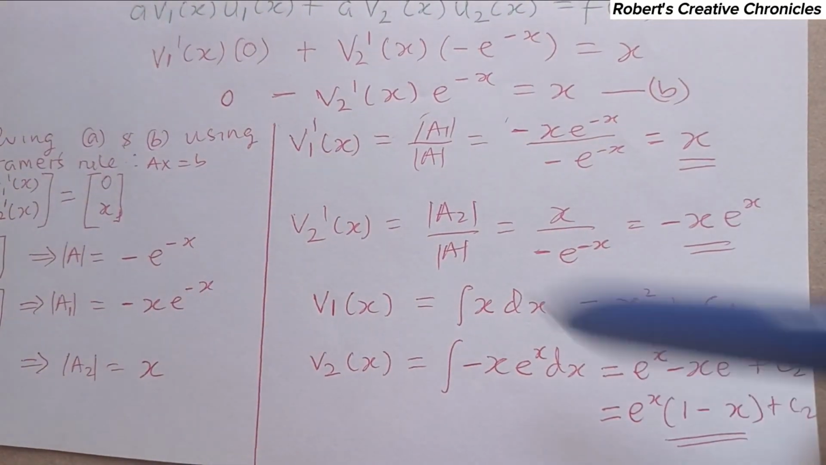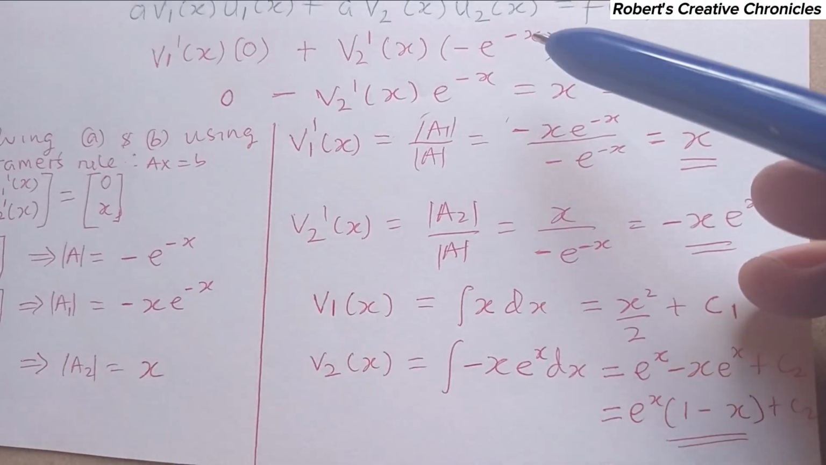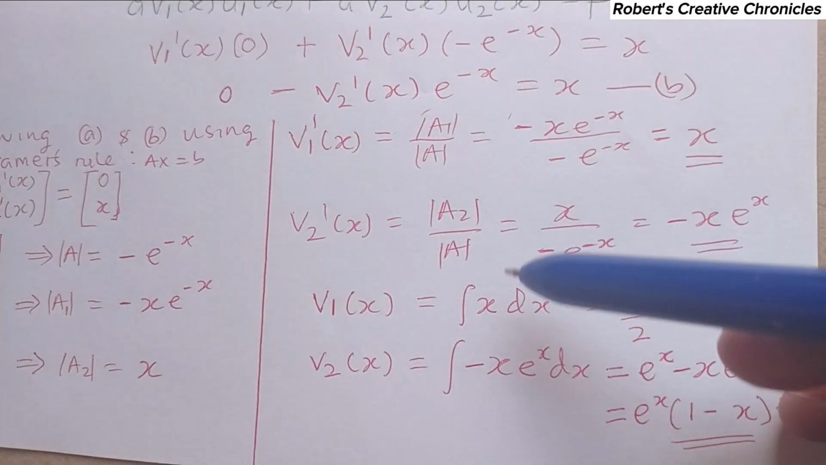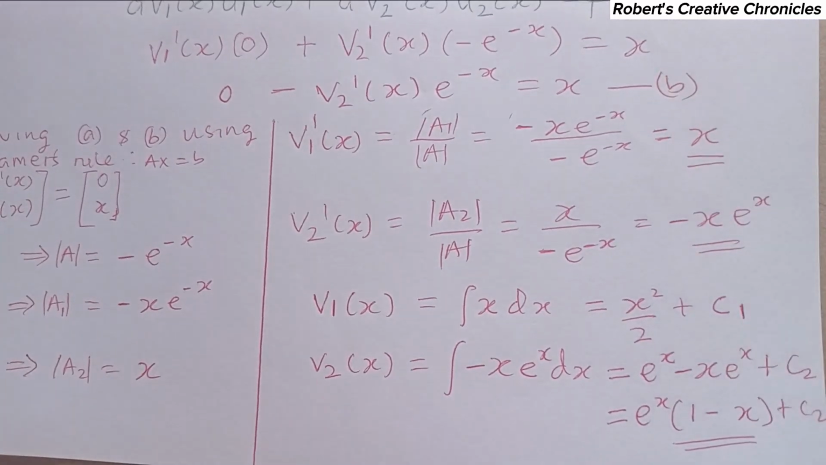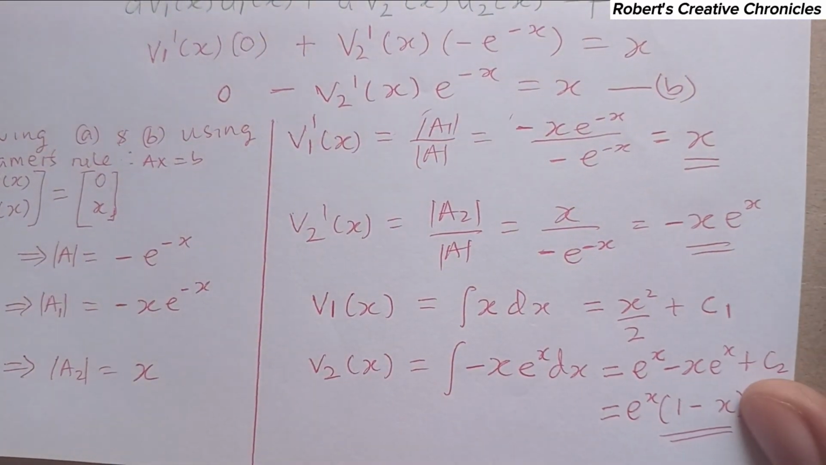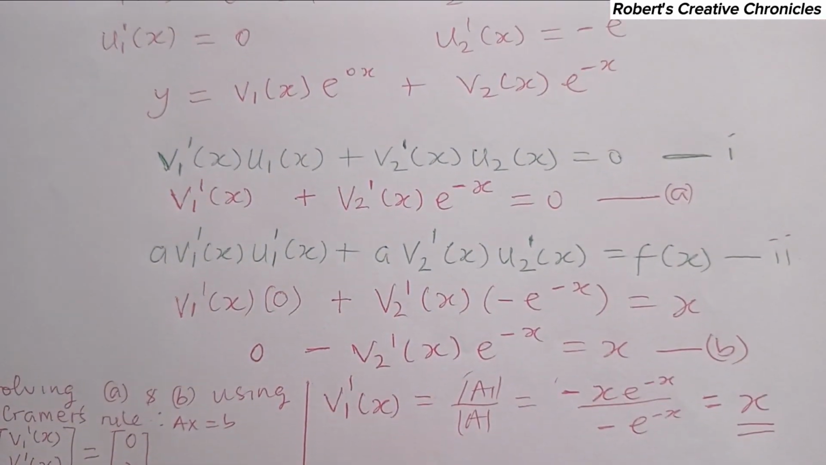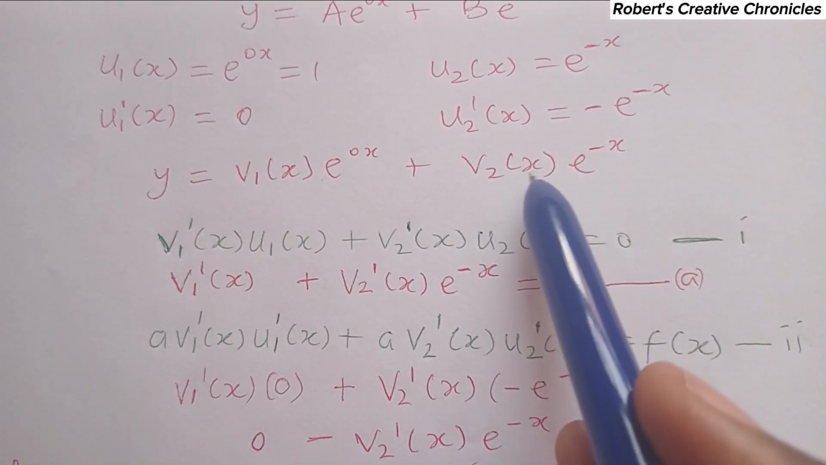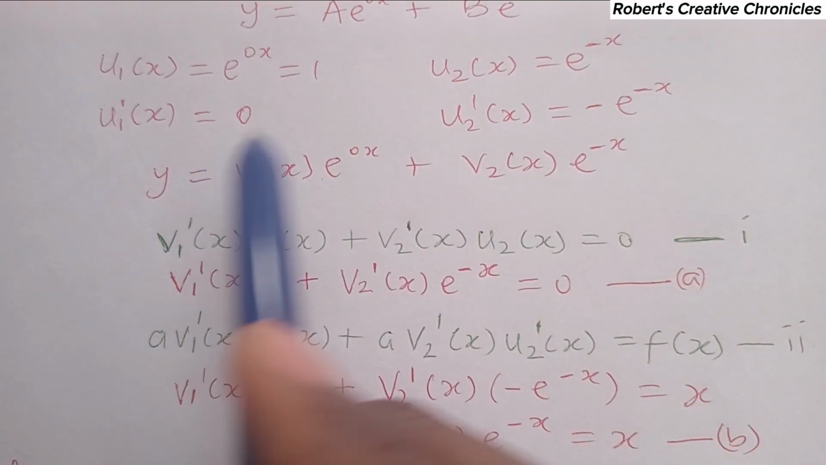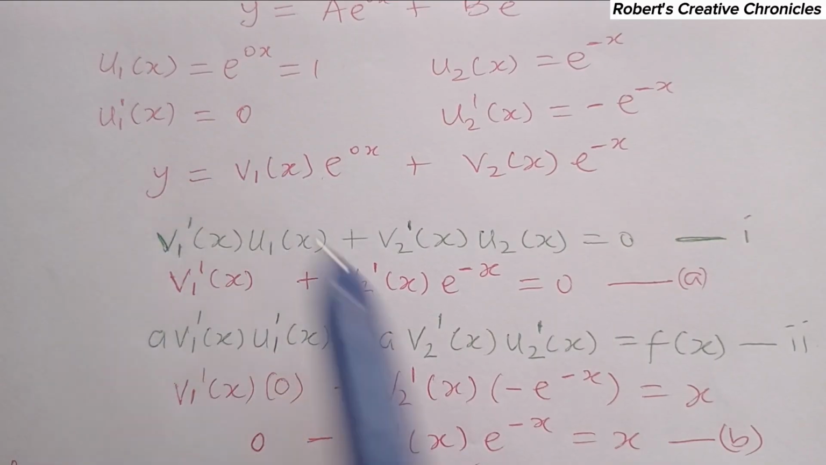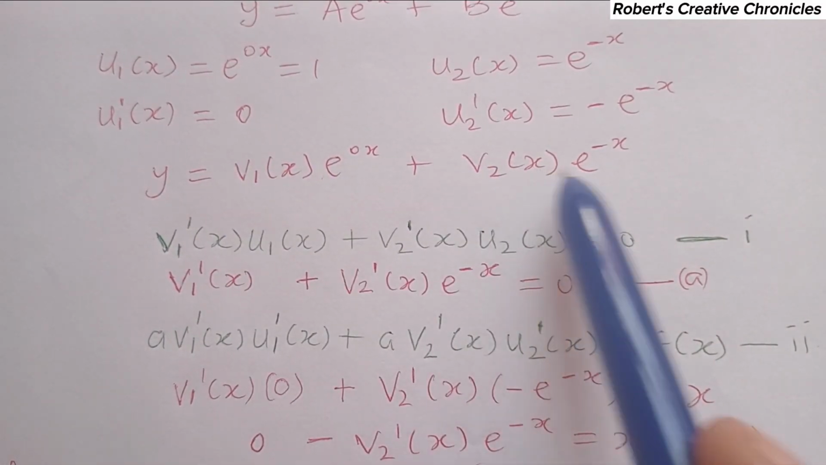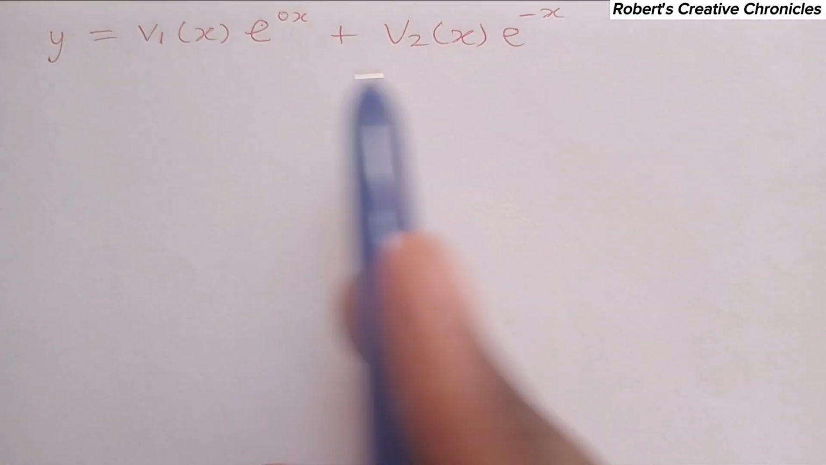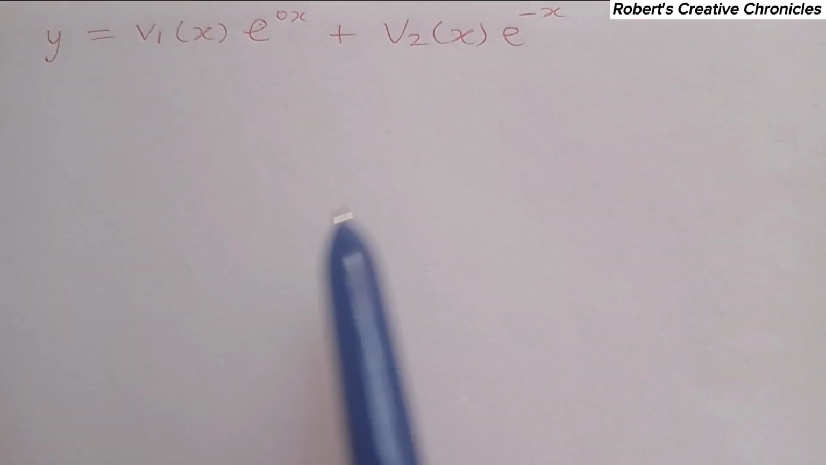Now we are going to substitute v1(x) and v2(x) back into the original equation. This is the equation we are going to substitute v1(x) and v2(x) into, to get the solution of this. So let's do that. Here is the equation, and we are going to substitute v1(x) and v2(x) into it.